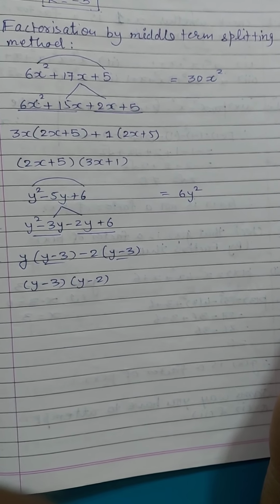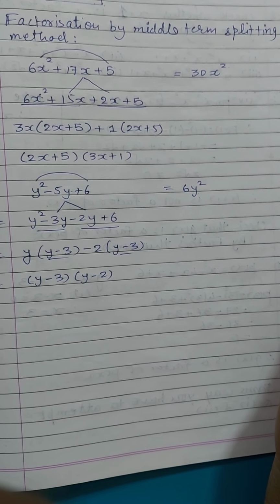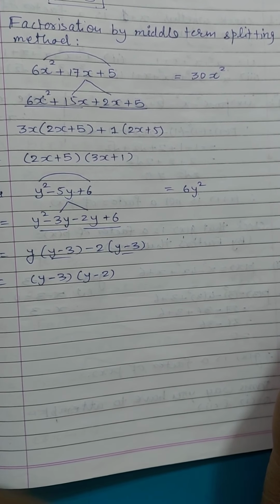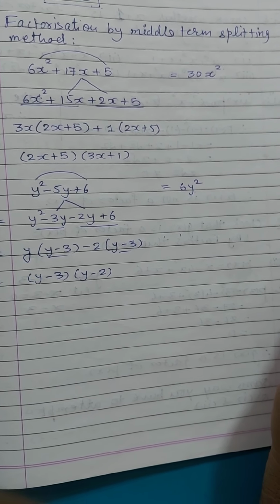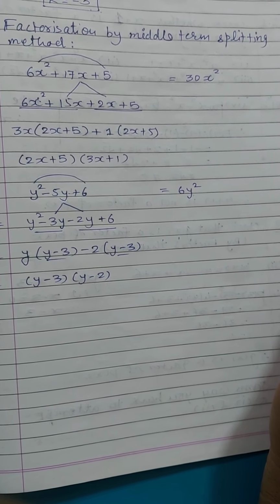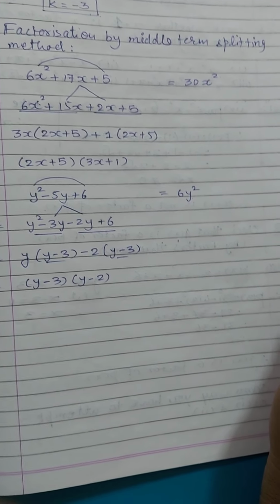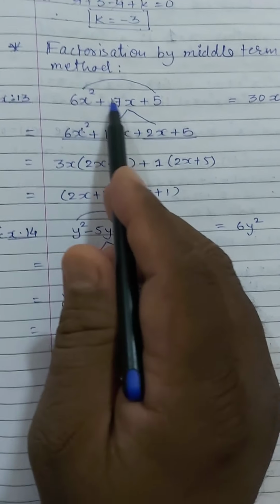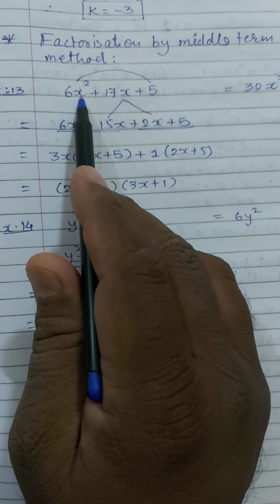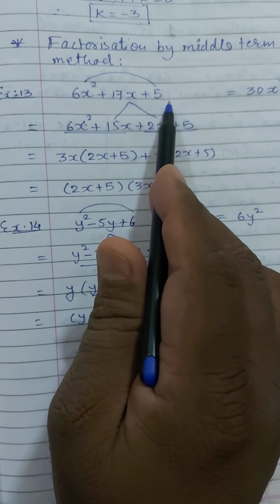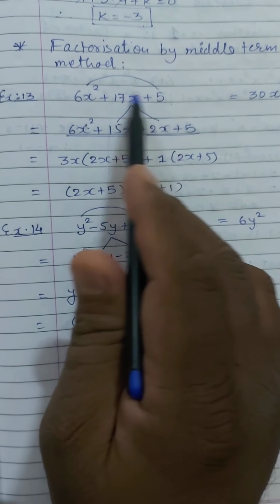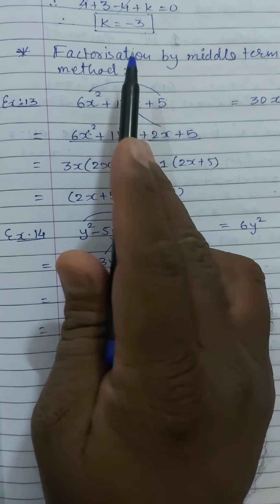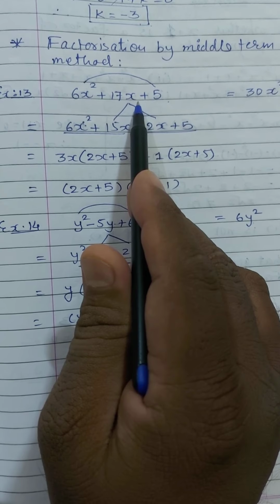Factorization by middle term splitting method. You have also seen this method in standard 8, right? The same method is repeating over here. So let us take some example to understand this. Example 13. The question is 6x square plus 17x plus 5. You have to factorize it by middle term splitting.